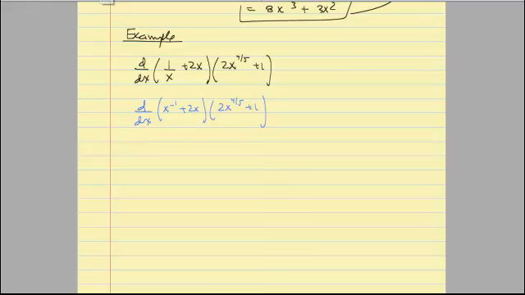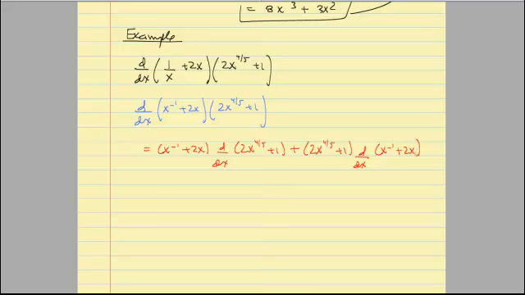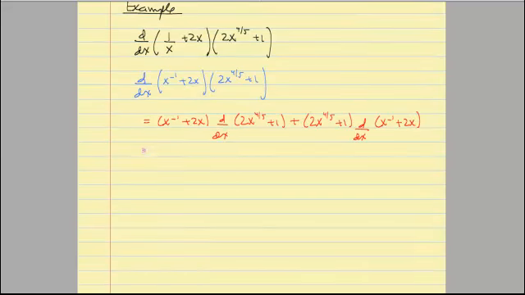So the product rule says to take the first function times the derivative of the second function. And again, I'm not actually taking these derivatives right now, I'm just writing out my work. So again, first times the derivative of the second plus the second function times the derivative of the first. Okay, so there's my setup, and let's go ahead and take those derivatives now.